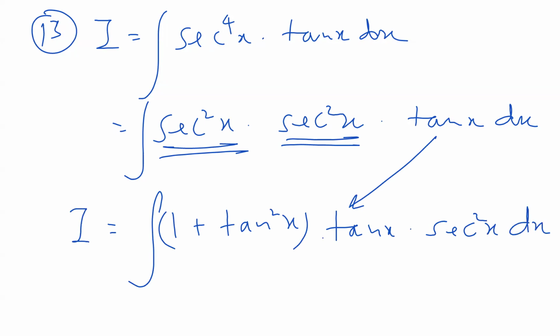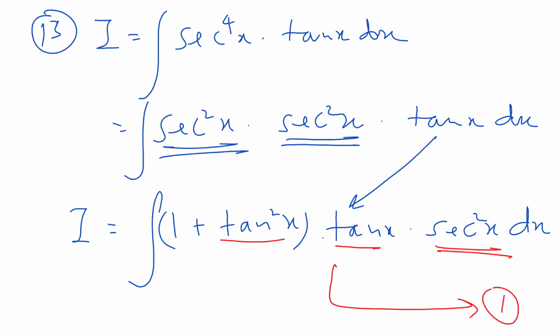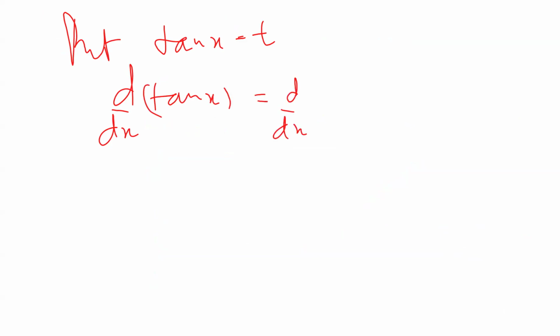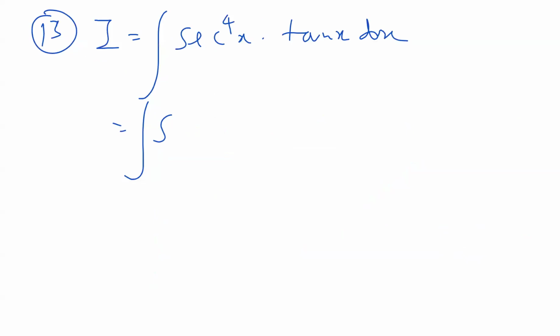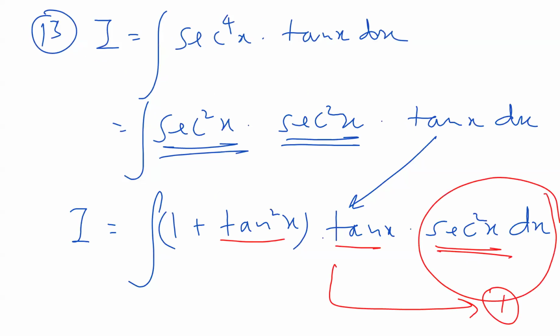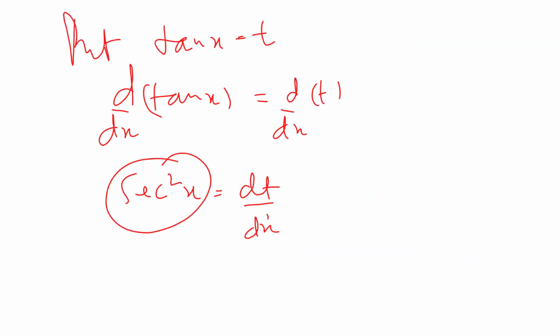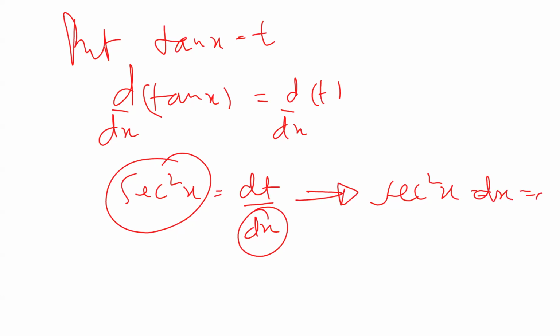Okay. Now don't you observe the derivative of tan is present in the problem, that is sec square x, right? So let this be equation number 1. Put tan x is equal to t. Derivative d/dx of tan x is d/dx of t. t is not a constant, guys. So sec square x is equal to dt by dx. Now look at equation number 1. Sec square x dx is going to be dt.